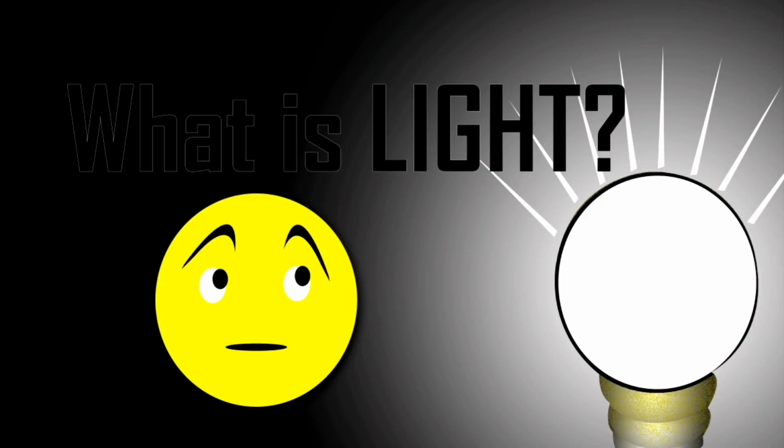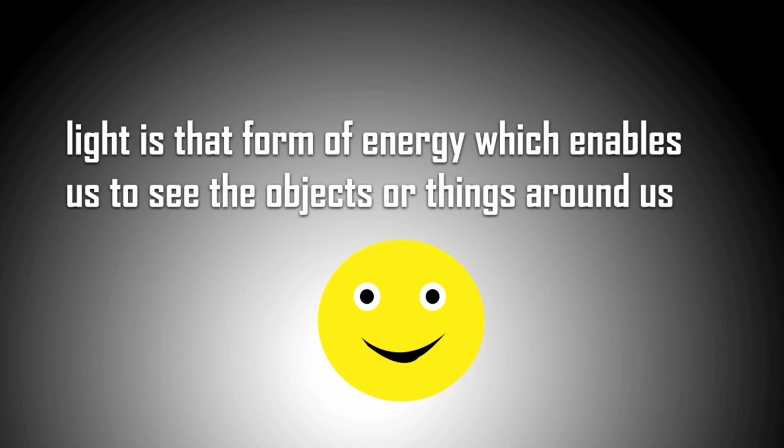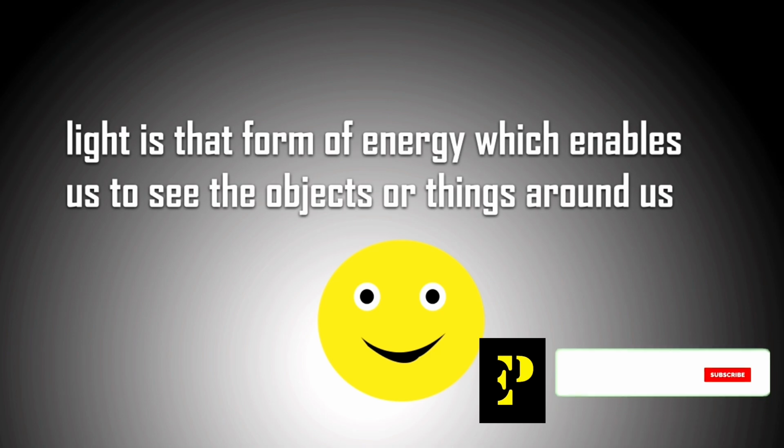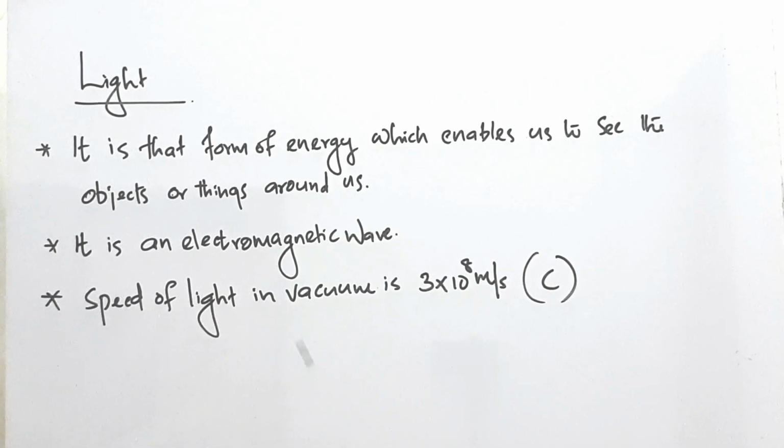What is light? When we enter into a dark room, we are unable to see the things around us. But on lighting up, everything will become visible. So what is light? Light is that form of energy which enables us to see the objects or things around us. It is an electromagnetic wave. We'll study in detail about electromagnetic wave in the higher classes.